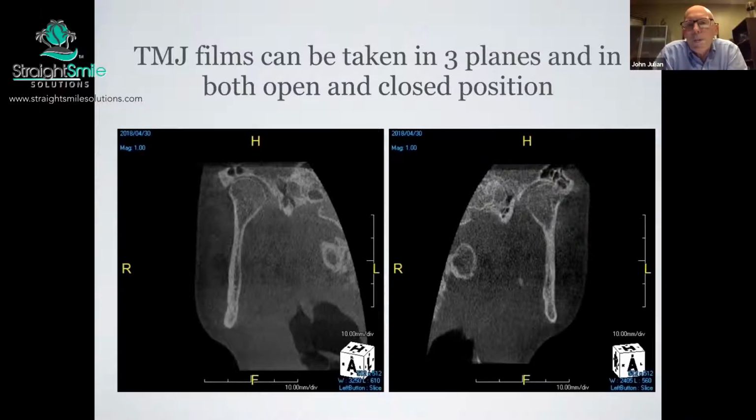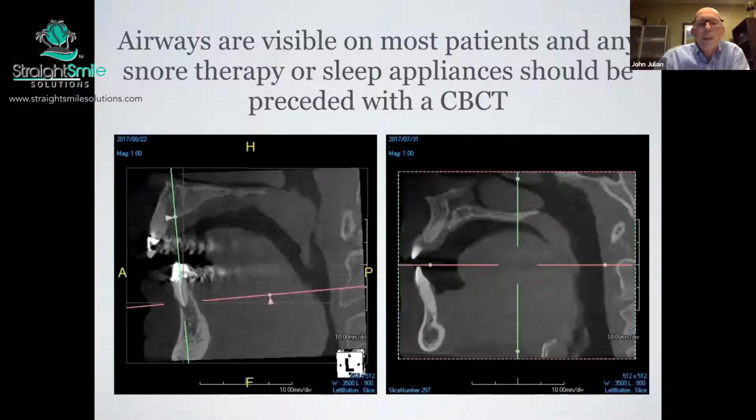We can take TMJ films. You can take them in 3 planes: axial, sagittal, coronal. You can take them in a bite open position or a bite closed position, or you can take them with an appliance in place. Airways are getting a lot of attention nowadays.